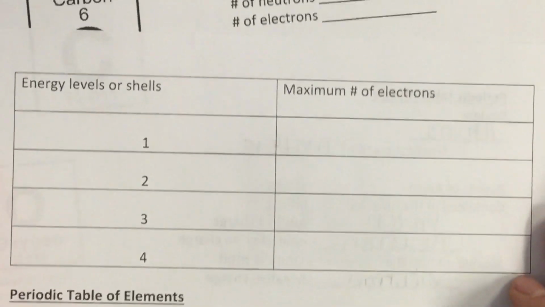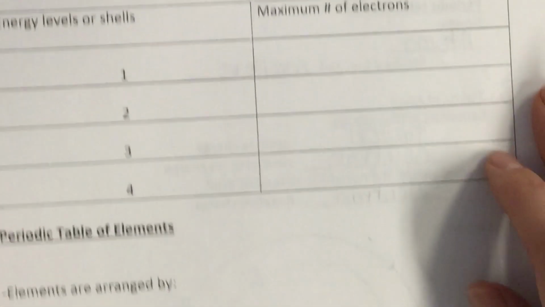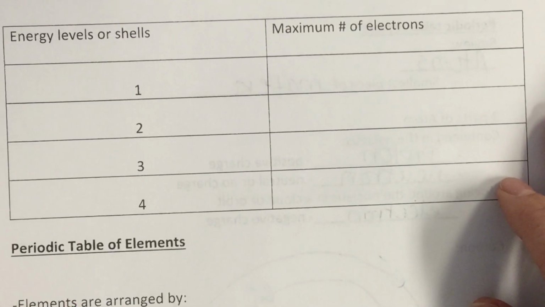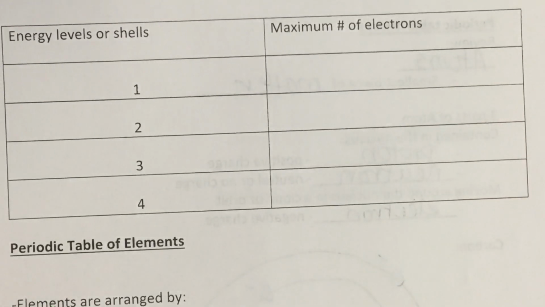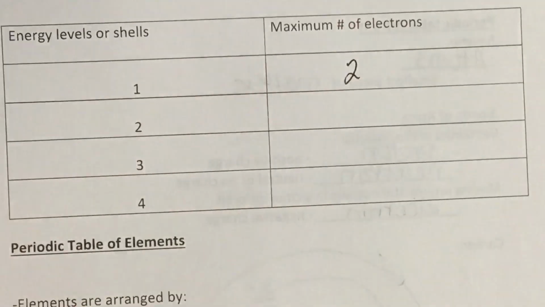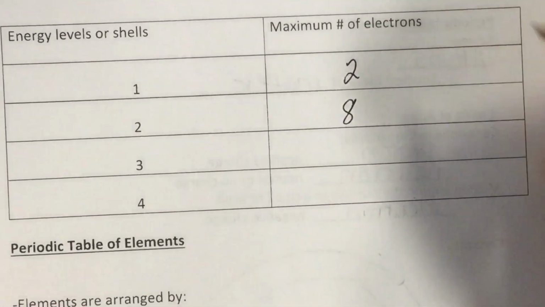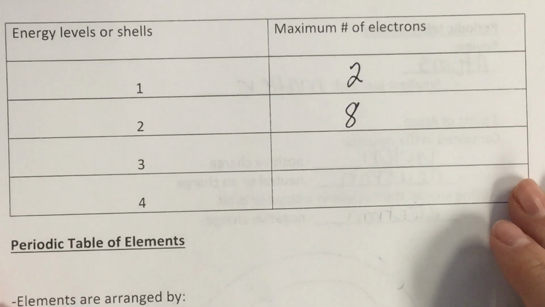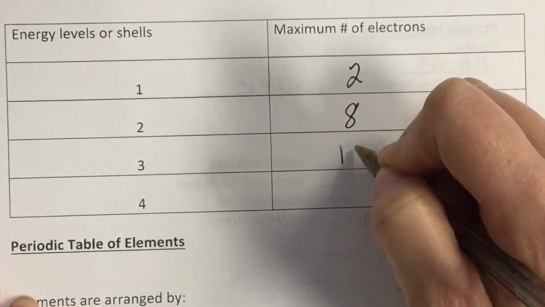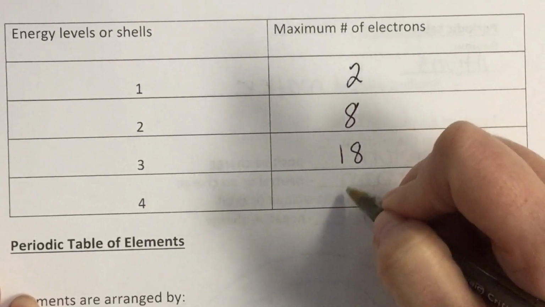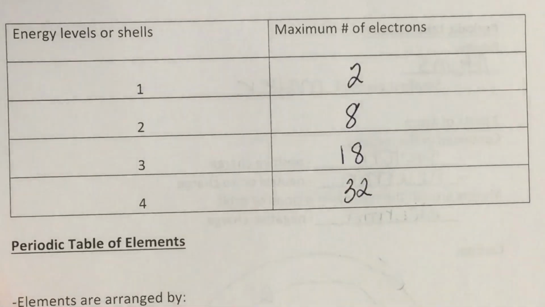There is a maximum number of electrons in these shells. So in the first shell, like we were just talking about, we have a maximum of 2 electrons in the first shell, okay? In the second shell, we have a maximum of 8 electrons. The third shell, a maximum of 18, and then the fourth shell, a maximum of 32.